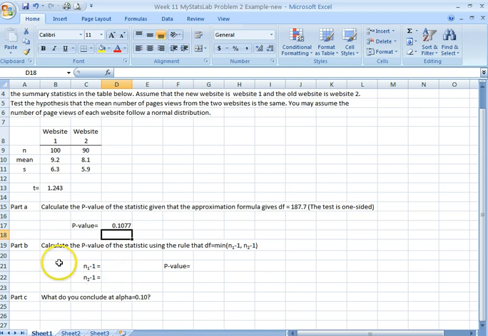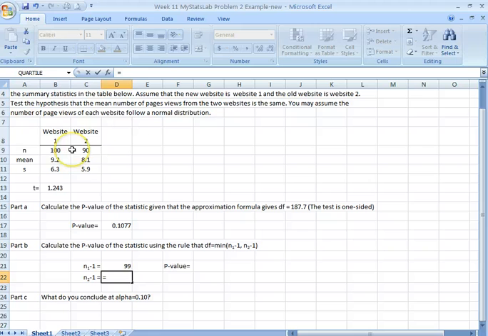Part B asks us to calculate the p-value of the statistic using the rule that the degrees of freedom equals the minimum. So we have an N1 minus 1 and N2 minus 1. Not too tough here. We can say equals N1 being 100 minus 1. That gives us 99. And N2 we'll say equals N2 of 90 minus 1. Enter, 89. Of course 89 is the minimum degrees of freedom.